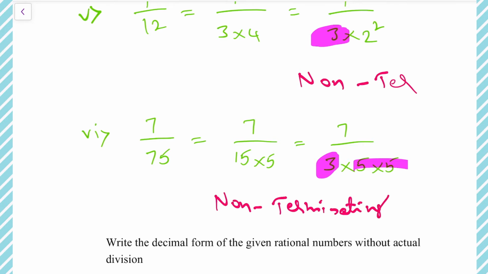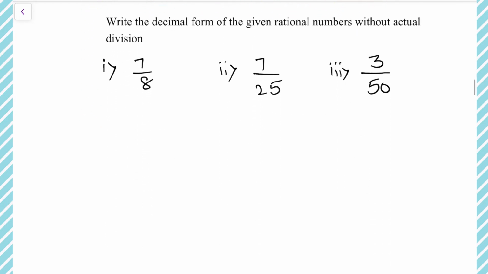Okay, let's move to the next bit. This bit we have is: write the decimal form of the given rational numbers without division. This is also mostly asked without division only, very rarely will they ask with division. Write the decimal form of the given rational numbers without actual division.